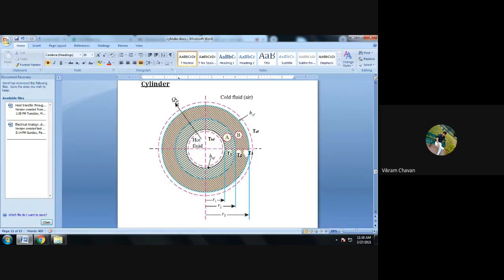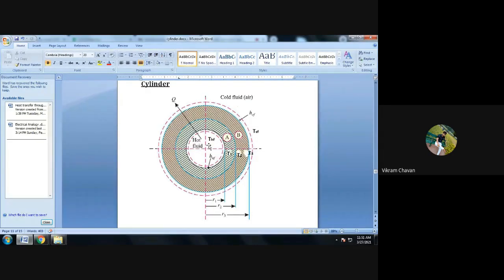It shows that heat is transferring radially from the central axis of the cylinder towards the surface of the cylinder. That is nothing but radial heat transfer. Getting everyone? Now further we have to analyze the heat transfer modes.